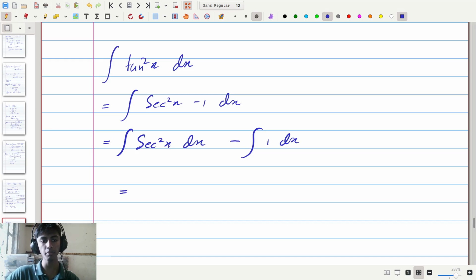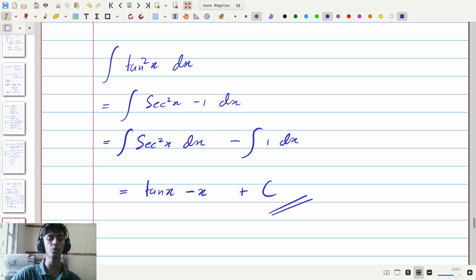So for that bit, we can substitute the tangent of x. For the next bit, we have the negative integral of 1 with respect to x, which is going to be negative x. And then we have to add the constant of integration. Therefore, the integral of the tangent squared of x with respect to x is equal to tangent of x minus x plus c.